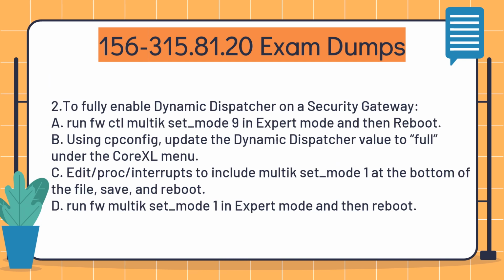2. To fully enable dynamic dispatcher on a security gateway. A. Run fw ctl multik set_mode 9 in expert mode and then reboot. B. Using cpconfig, update the dynamic dispatcher value to full under the CoreXL menu. C. Edit proc interrupts to include multik set_mode 1 at the bottom of the file. Save and reboot. D. Run fw multik set_mode 1 in expert mode and then reboot.